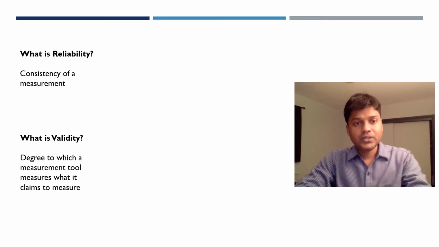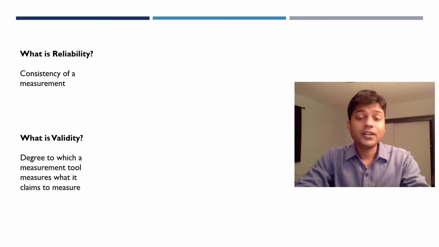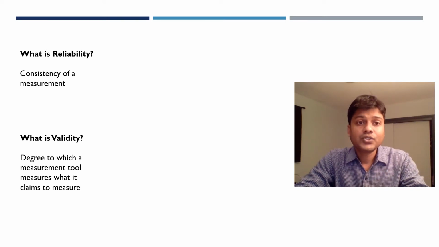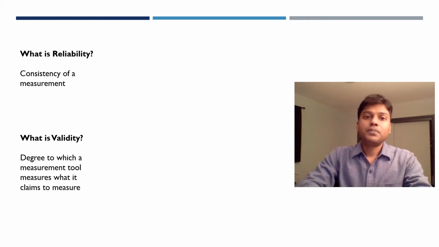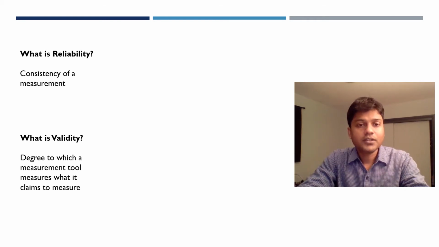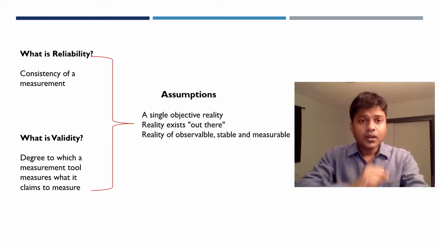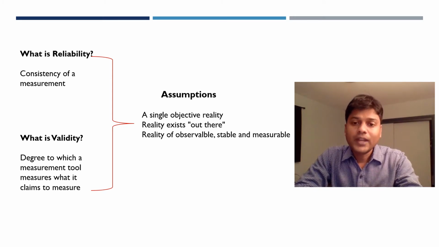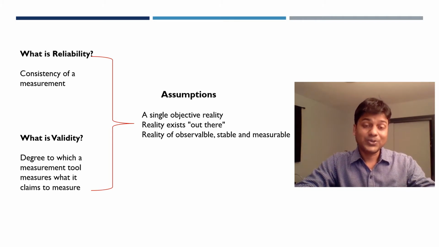So as researchers in quantitative research, we have to ensure that if we are using any kind of measurement tool, it has to have a strong reliability and validity. Now, quantitative research is based on certain philosophical assumptions. What are those assumptions? First of all, there is a single objective reality. So in quantitative research, we assume that reality or truth is very objective, and there is a single objective truth or reality.